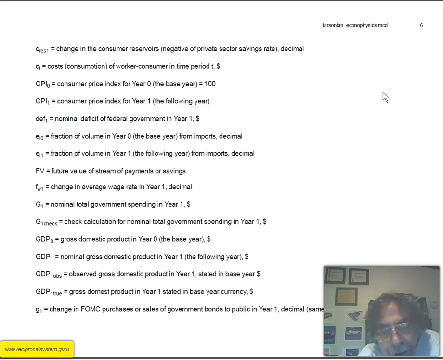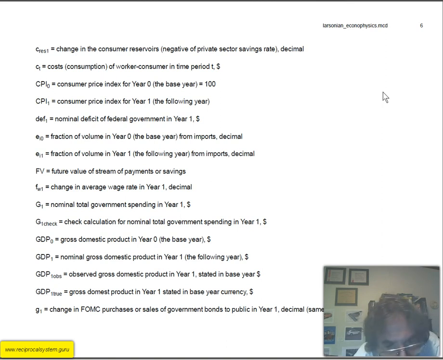GDP sub 0 equals gross domestic product in year 0, the base year, in dollars, or whatever currency you want to use, it's fine. GDP sub 1 equals nominal gross domestic product in year 1, the following year. GDP sub T observed equals observed gross domestic product in year 1 stated in base year dollars. GDP sub 1 true equals gross domestic product in year 1 stated in base year currency. Okay.